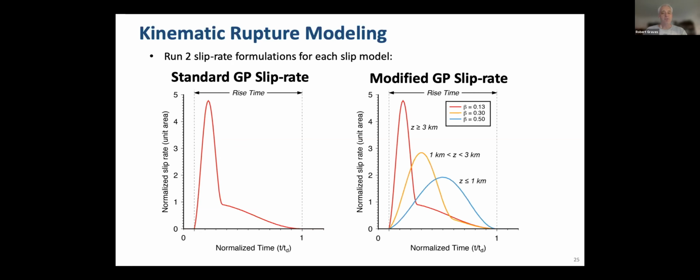In the modified approach, modified GP, we're now implementing a variation of this shape in the upper 3 kilometers of the fault. So below 3 kilometers, it's the standard. From 1 to 3 kilometers, there's a transition as this slip rate function becomes more symmetric, and then in the shallow part it becomes entirely symmetric above 1 kilometer. And this is guided by the dynamic rupture modeling, velocity strengthening strongly in that upper part of the fault. So we want to compare the impact of these 2 different formulations. Now, just from looking at this plot, you can see that this modified approach is going to shift the energy release to lower frequencies in the upper part of the fault.